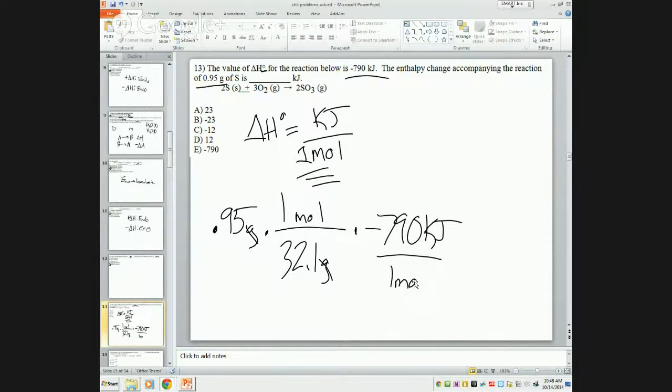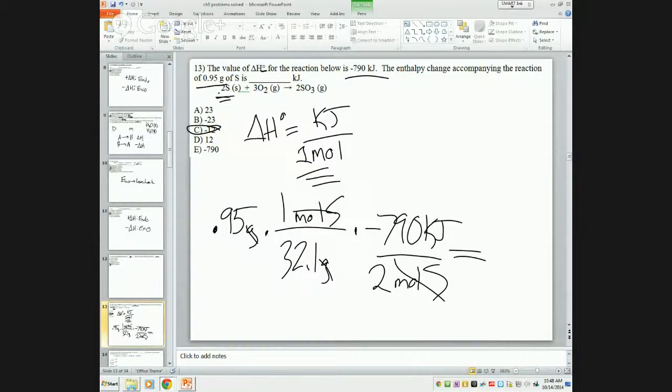1 mole of... it's not 1 mole, right? Because we're looking at the equation here, and it's saying for every 2 moles. So 2 moles of sulfur gives us 790 kJ. So we'd set it up like this, and we end up with our final answer of C, Charlie.